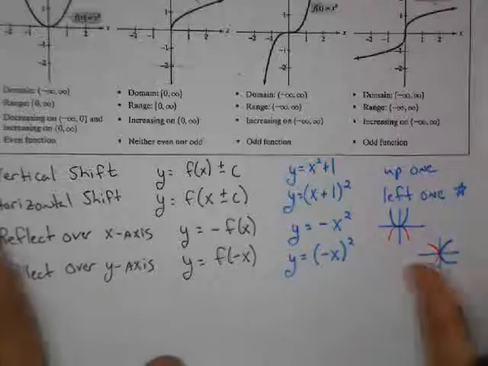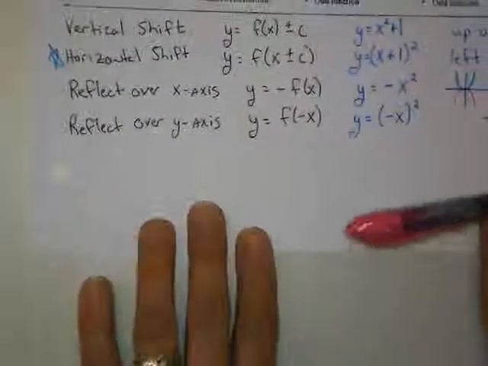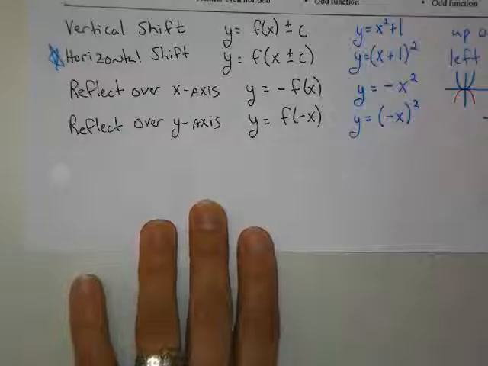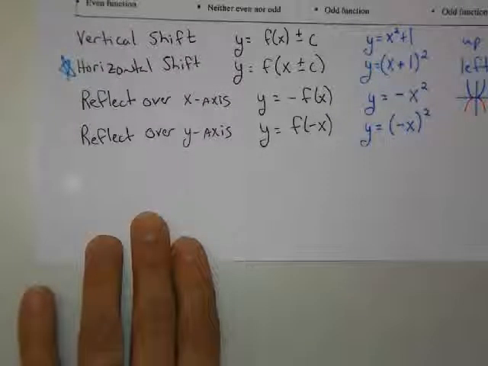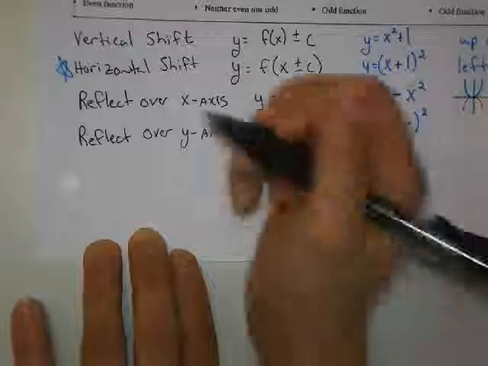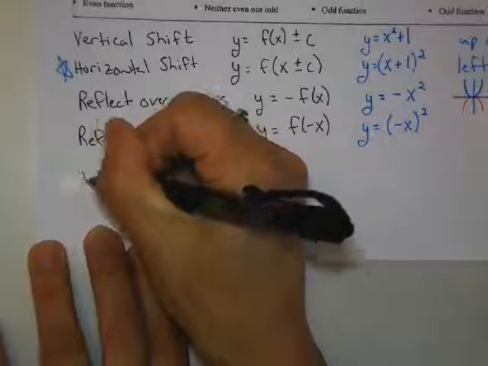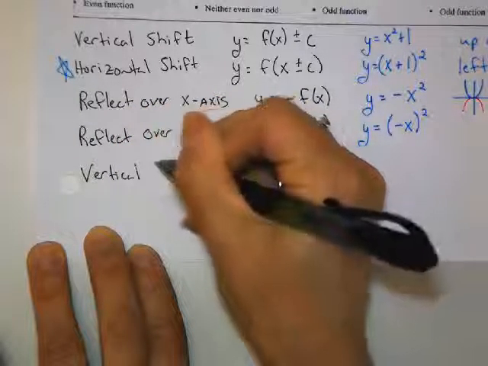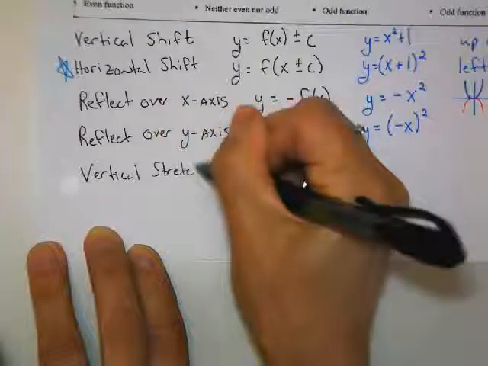Alright, let's keep moving on. Now the next two I want to talk to you about are vertical stretches and shrinks and horizontal stretches and shrinks. And these are going to get a little bit more challenging, and you didn't do a whole lot with these in Algebra 2. So first we're going to talk about a vertical stretch or shrink.